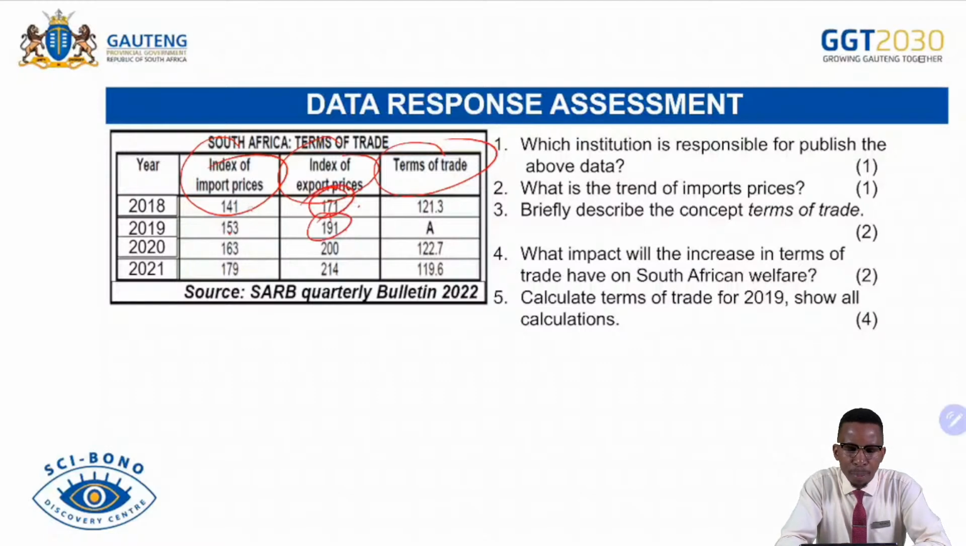Imports are 141, exports are 171, imports are 153, exports are 191, imports are 163, exports are 200, imports are 179, exports are 214. That means exports remain high in terms of prices. That is increasing our terms of trade. And then the source is the South African Reserve Bank.